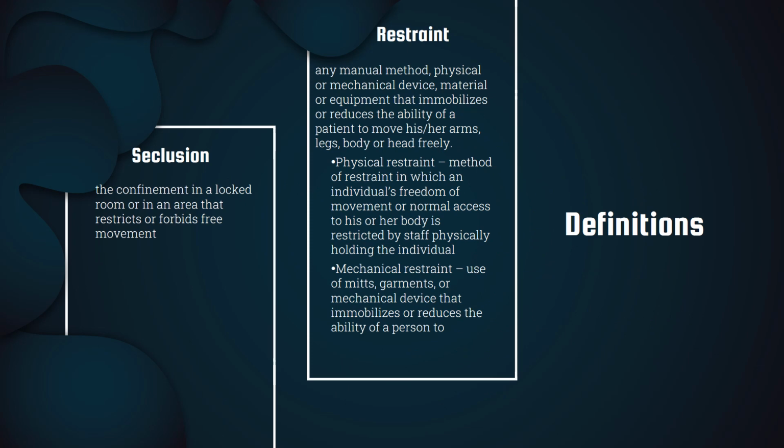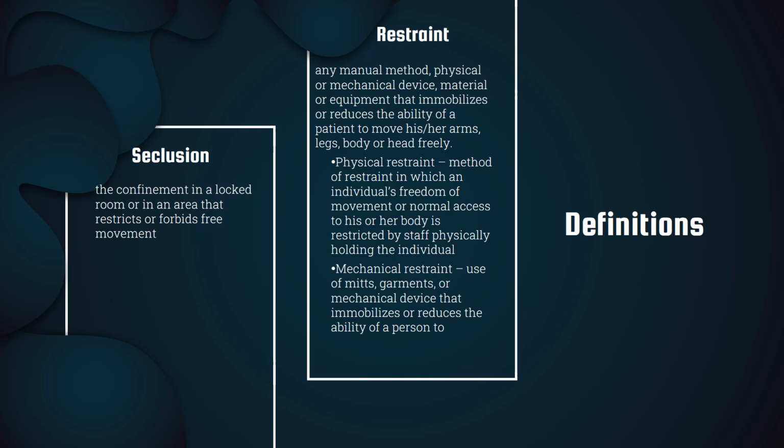First, it is important to understand what constitutes a seclusion or restraint. Seclusion is the confinement of an individual in an area that restricts or forbids free movement. This typically takes place in a seclusion room, but seclusion could also be if a staff member stood in front of a patient's bedroom door, not allowing them to leave. Any restriction to an area that forbids them from leaving is considered a seclusion.